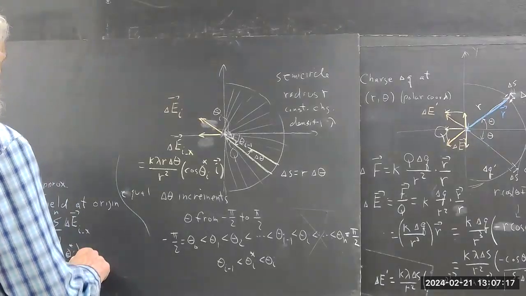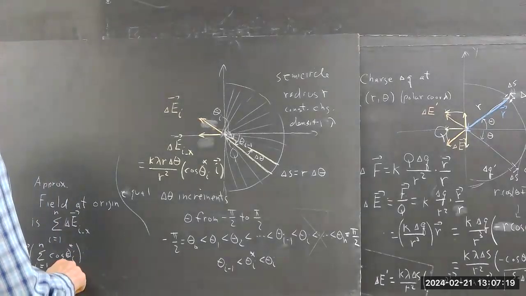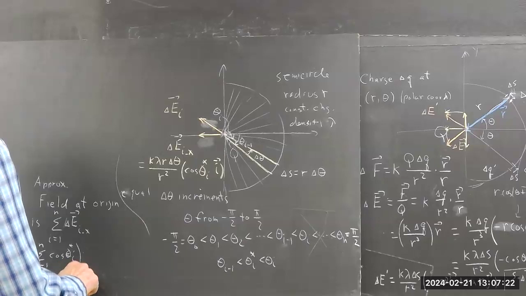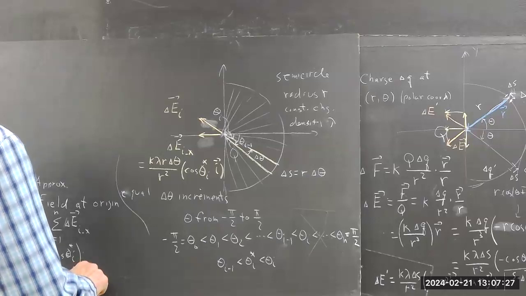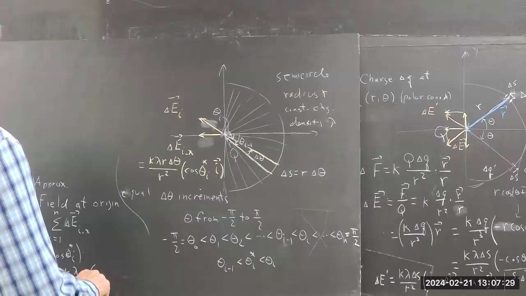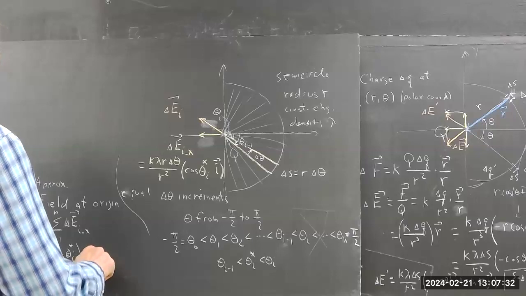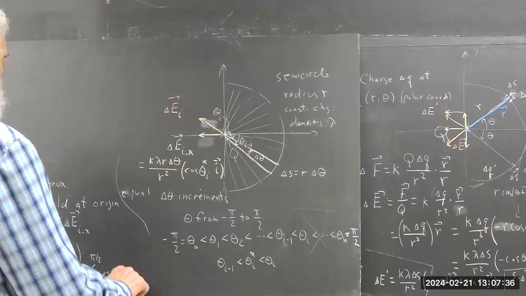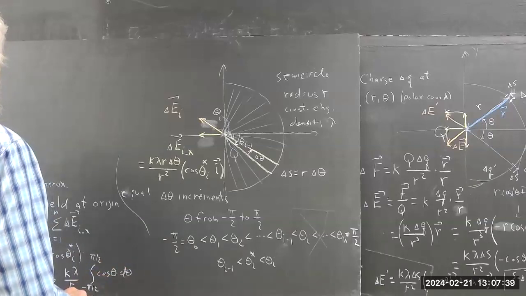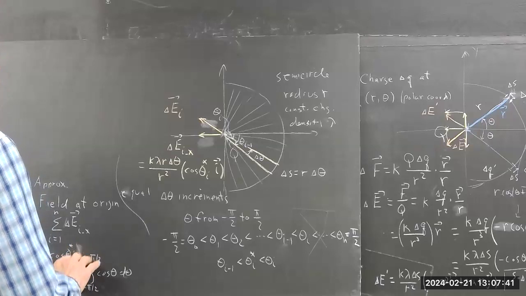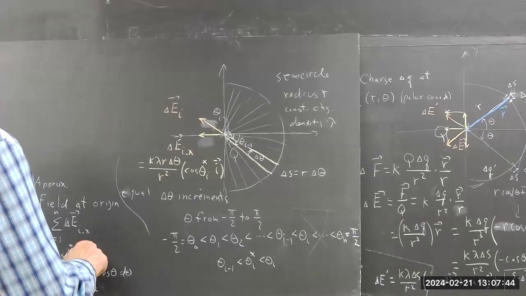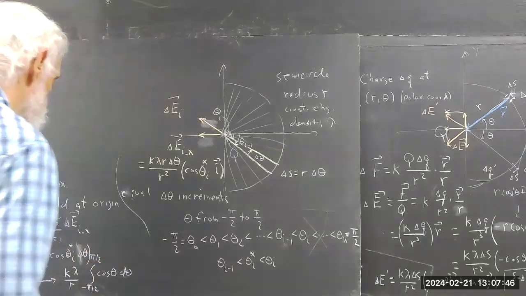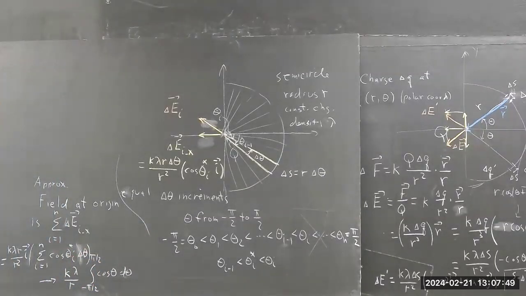Well, this approaches lambda over R times the integral from negative pi over 2 to pi over 2 of cosine theta d theta, and I left off my delta theta here. And that should be familiar from first year calculus.